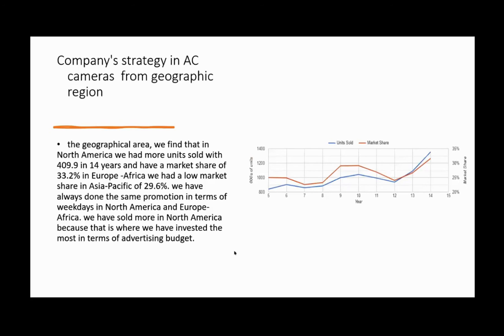We talk about the company strategy in AC camera from geographic region. In the geography area, we found that in North America, we had more units sold with 409.9 in 14 years, and we have a market share of 33.2% in Europe, Africa. We had a low market share in Asia Pacific of 29.6%. We have always done the same promotion in terms of weeks in North America and Europe, Africa. We have sold more in North America because that is the way we have invested more in terms of the advertising budget. You can go.